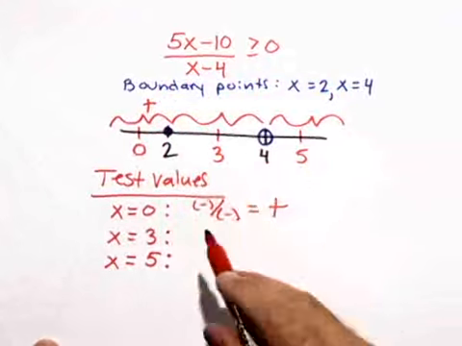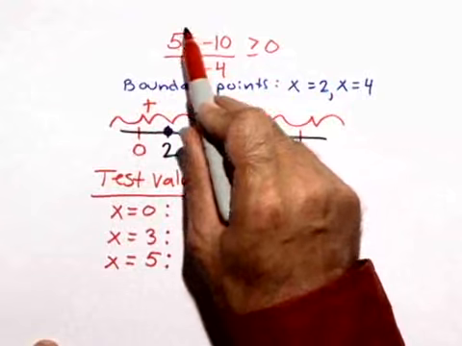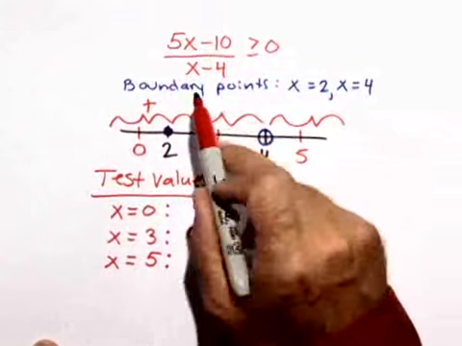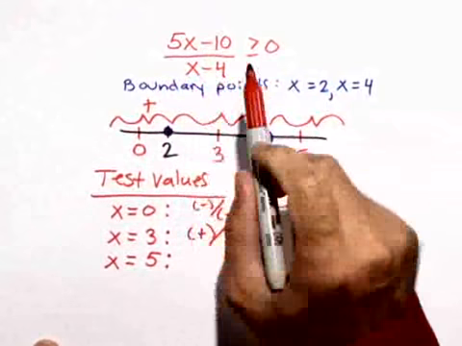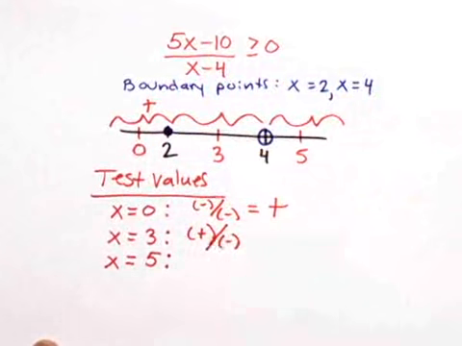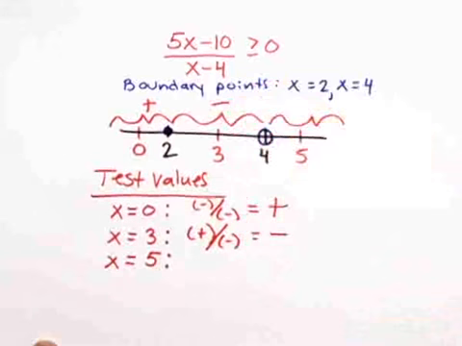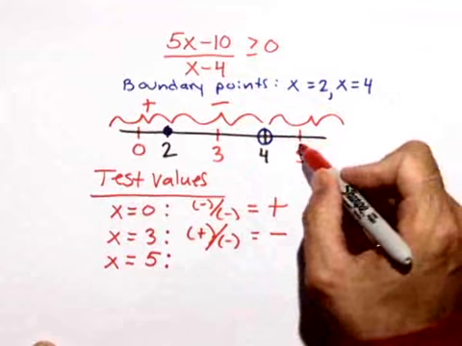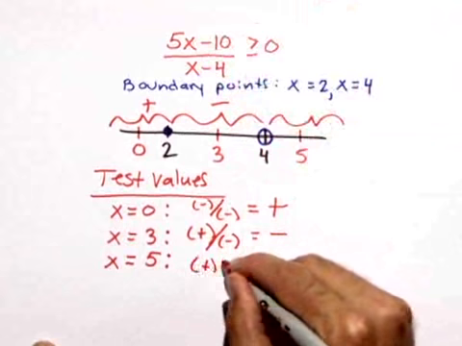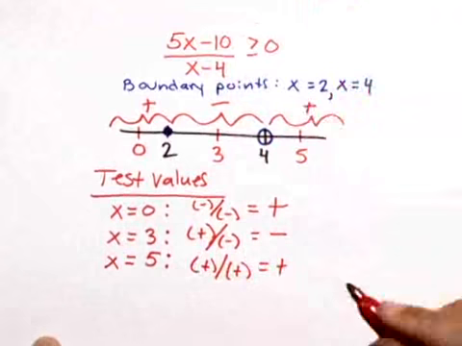Moving on to the second interval, using our test value of 3, if we substitute 3 into the numerator, we're going to get 15 minus 10, which is a positive value, divided by 3 minus 4, which is negative 1 in this case, but I don't care about what it is. I'm just worried about the sign. So a positive divided by a negative is a negative value. And finally, substituting a test value of 5 into our expression, we are going to get a positive value in the numerator and a positive value in the denominator.